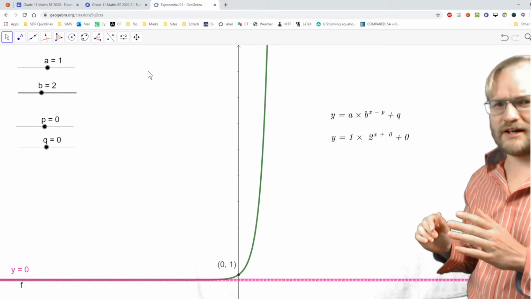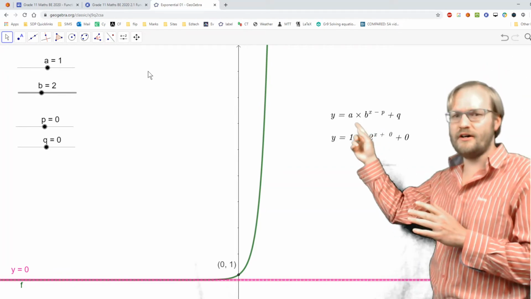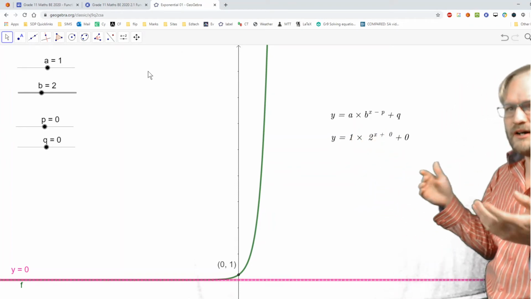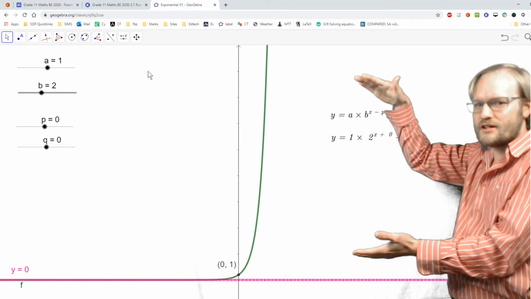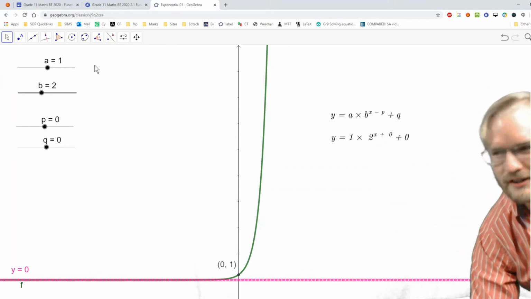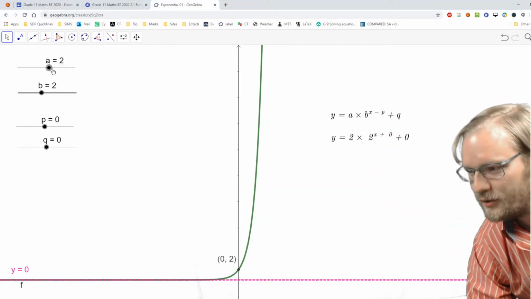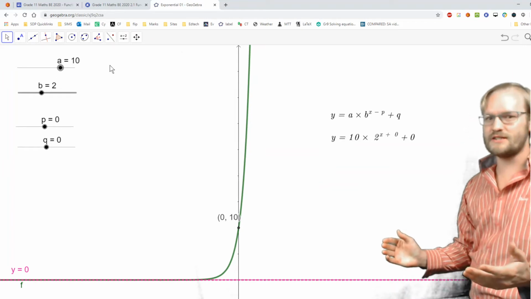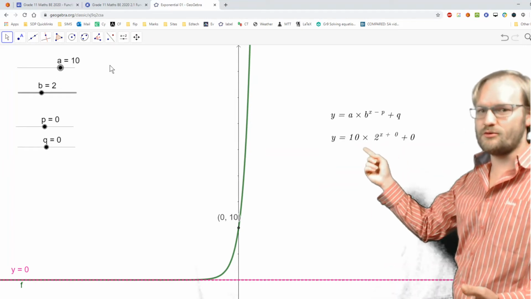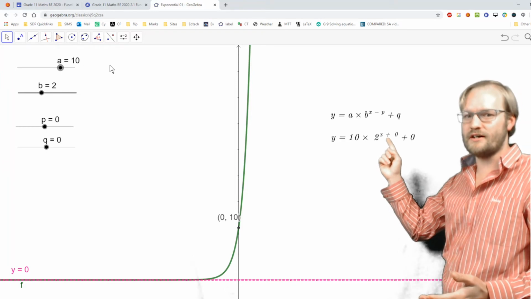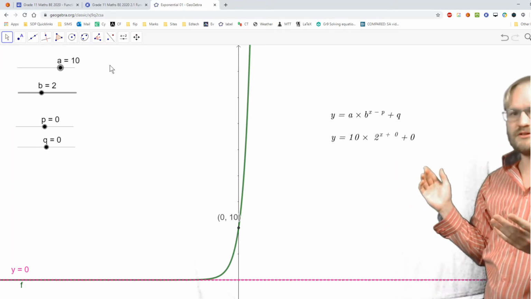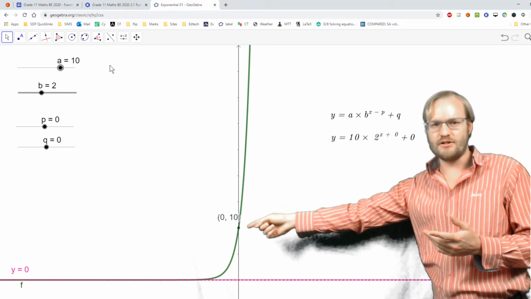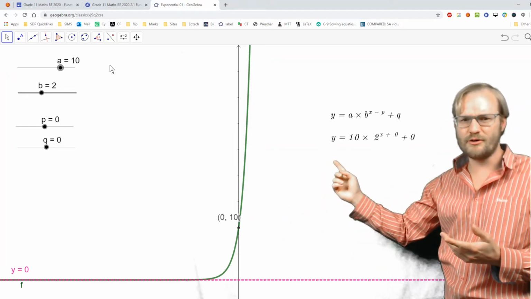Okay, so let's play around with some things. Let's start with our a value. If our a value increases, then just like the parabola and the hyperbola, it stretches it out a little bit. So we drag it here, and it stretches. Let's go for a equals 10. Now we've got 10 times 2 to the x, and the y-intercept is now at 0, 10.